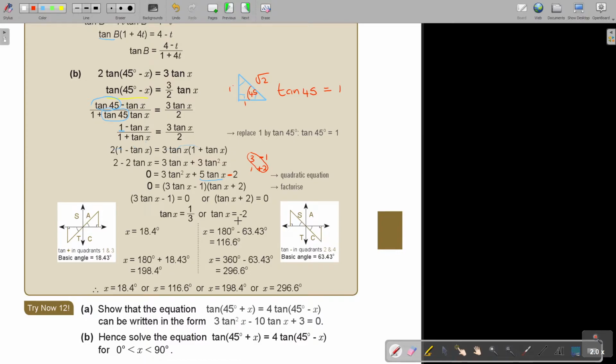And then this one, where is it negative? In the opposite, so it's in the second and the fourth. And again, first get your basic angle. So shift tan, don't press the negative, just 2. Shift tan 2 equals, make sure your calculator is on degrees, and I get 63.43. And then I subtract for that one, 180 minus 63.43, and for this one I say 360 minus 63.43.